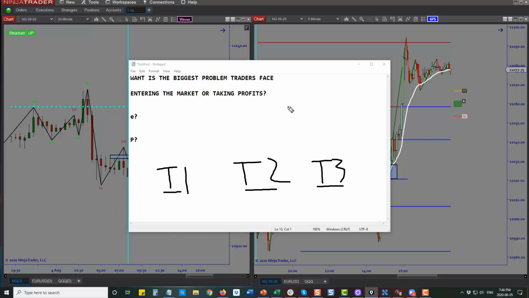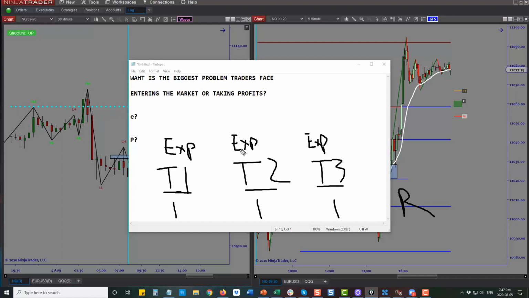Now I'm gonna give you an example. How many people do you think try to get more than one target? Oh, I want to get T1, I want to get T2, I want to get T3, oh, I want a runner. Every one of these has a different expectancy. Meaning, your expectancy to T1 is going to be different than your expectancy to T2.